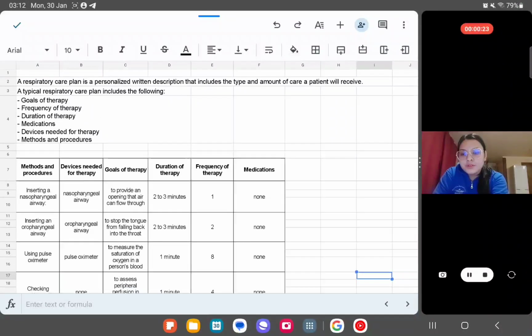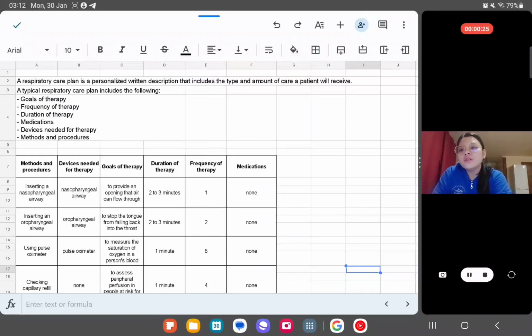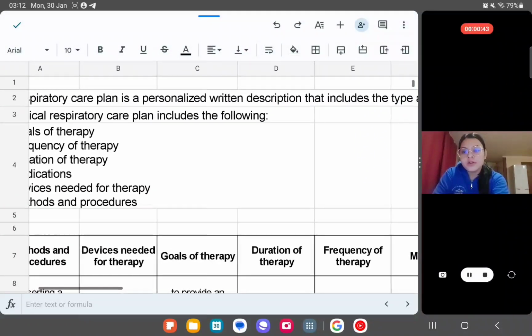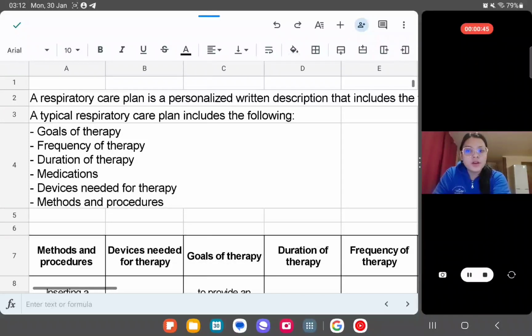Today I will show a sample of a respiratory care plan. A respiratory care plan is a personalized written description that includes the type and amount of care a patient will receive. And a typical respiratory care plan includes the following, as seen here: goals of therapy, frequency of therapy, the duration of therapy, medications used, the devices needed, and the methods and procedures.